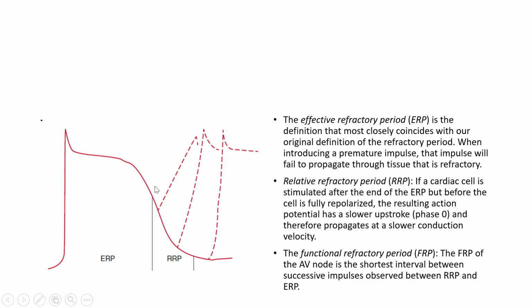So the effective refractory period simply tells us the period at which you cannot depolarize the myocyte, no matter the voltage you apply to that myocyte.